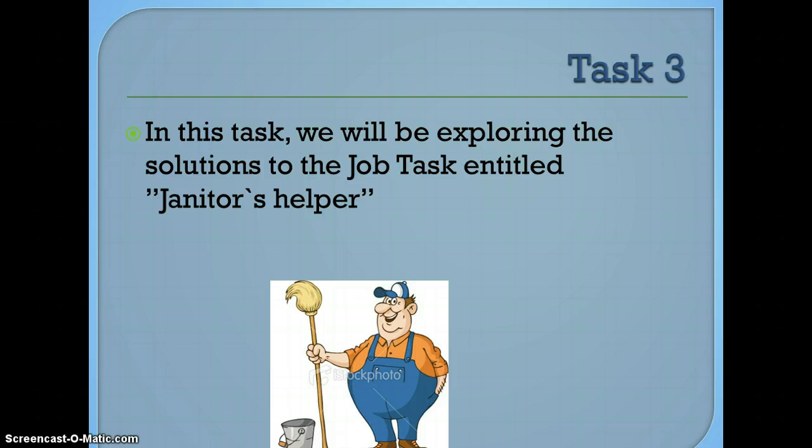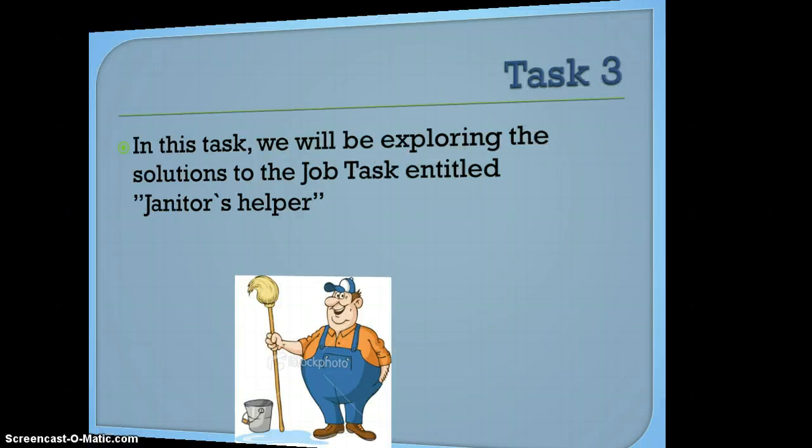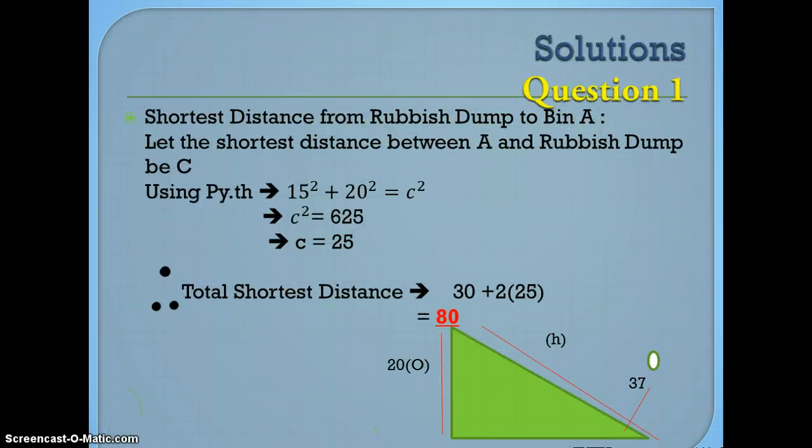In this task, we will be exploring the solutions in the task tree entitled Janitor's Helper. Okay, first we will find out the shortest distance from the rubbish dump to bin A. So we will name the shortest distance to be C.